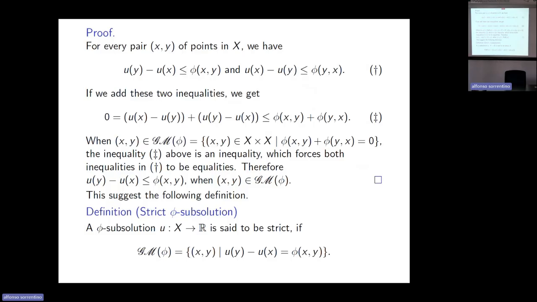So this suggests the following definition: a phi solution U is said to be strict if the graph of the Mather relation is exactly the set of points xy such that u of y minus u of x equals phi of xy.